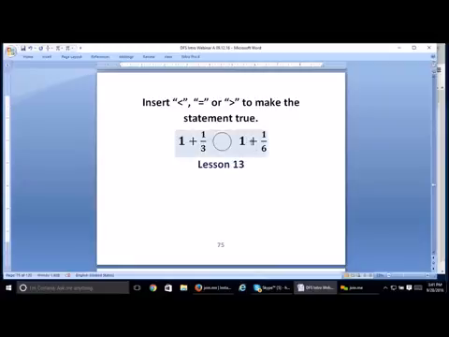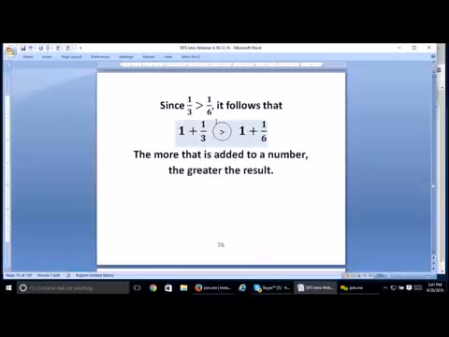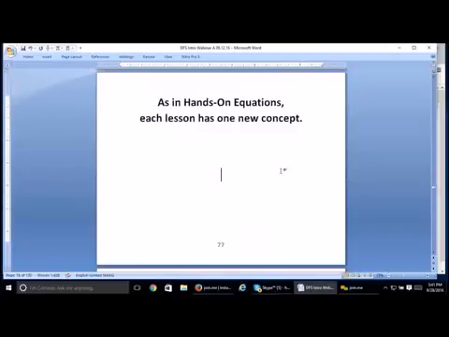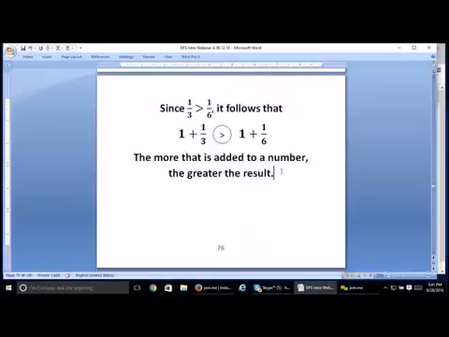Okay, so the answer to this problem is to realize that they both have a 1. So all you really need to know is which is greater, 1/3 or 1/6. And in 3rd grade, we learned that a third is greater than a sixth. So therefore, 1 and 1/3 would be greater. Since a third is greater than a sixth, 1 plus a third will be greater than 1 plus a sixth. The more that is added to a number, the greater the result. As in Hands-On Equations, each lesson has one new concept. So first, the students do problems such as this, 1 plus a third versus 1 plus a sixth.